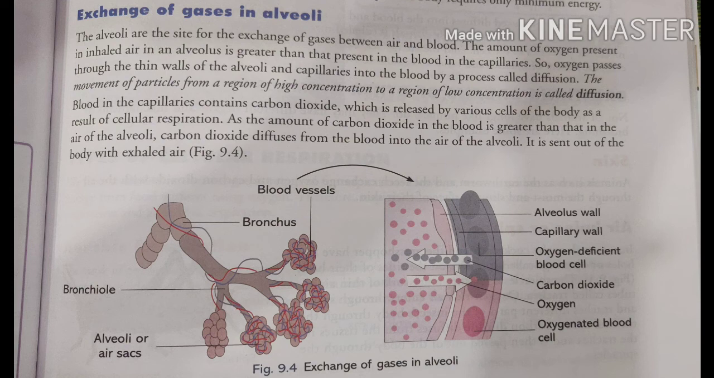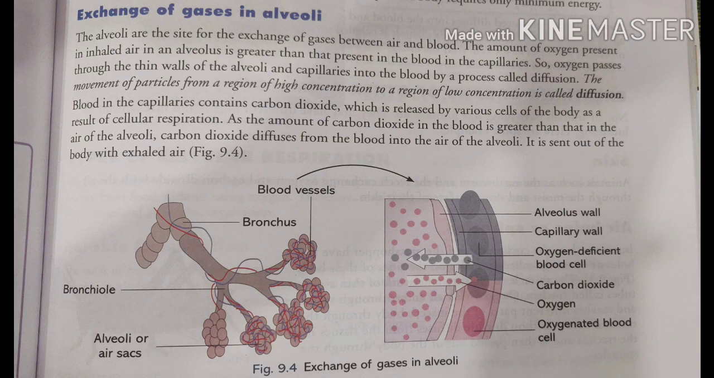Our next heading is exchange of gases in alveoli. The alveoli are the site for the exchange of gases between the air and the blood. Here, when you breathe in oxygen and breathe out carbon dioxide, this exchange takes place. The amount of oxygen present in inhaled air in an alveolus is greater than that present in the blood in the capillaries.